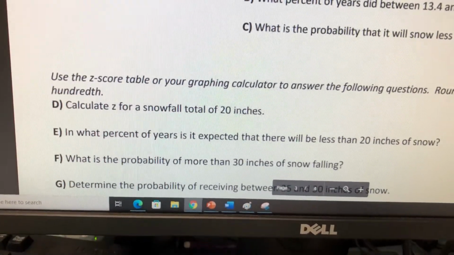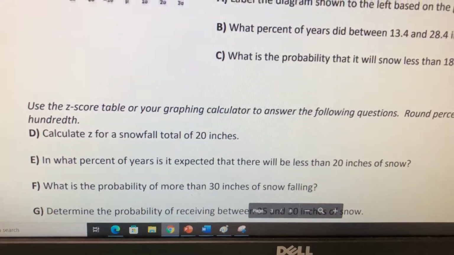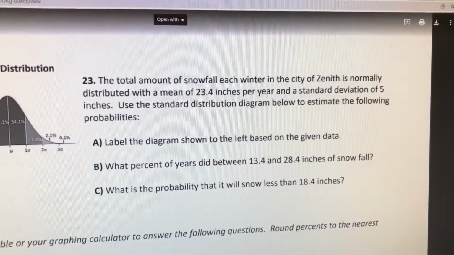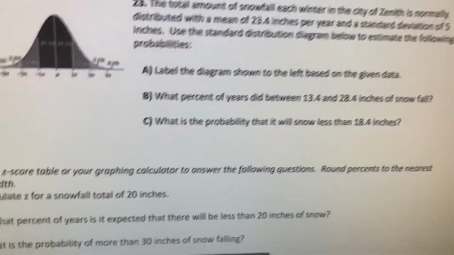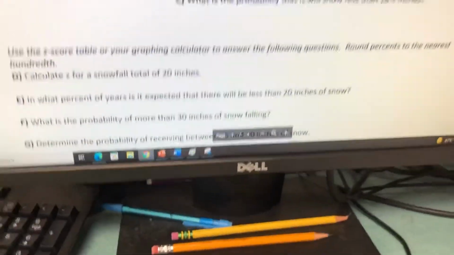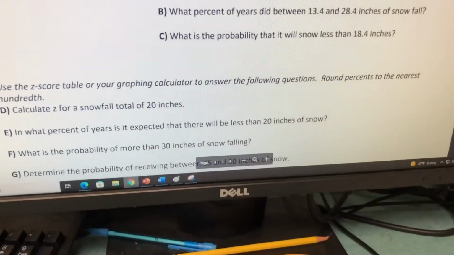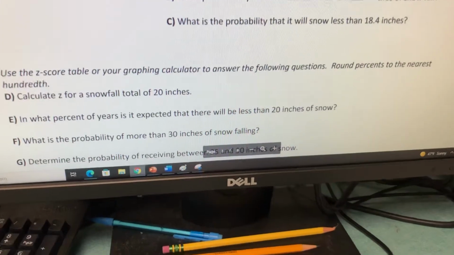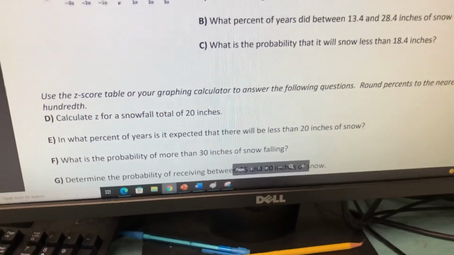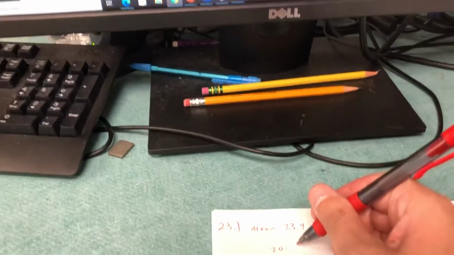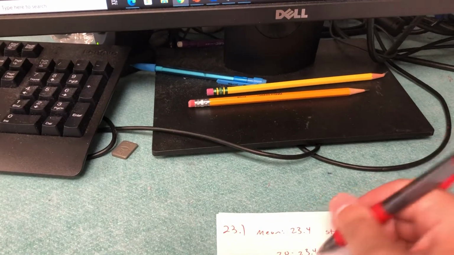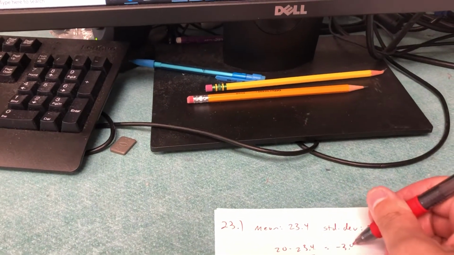We want to find Z for a snowfall of 20 inches. So remember, the whole idea of Z is it's the number of standard deviations above or below the mean. So I don't use the formula. I just say how far below or above the mean are we. In this particular case, we're below the mean, so we're going to be taking 20 minus the mean of 23.4. And of course, that means we're 3.4 below the mean.